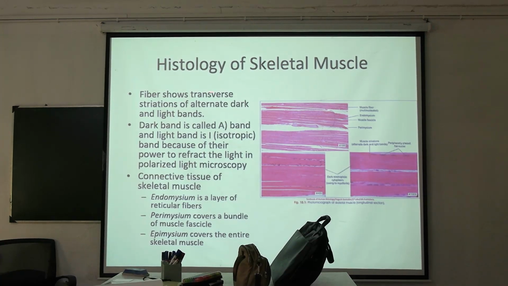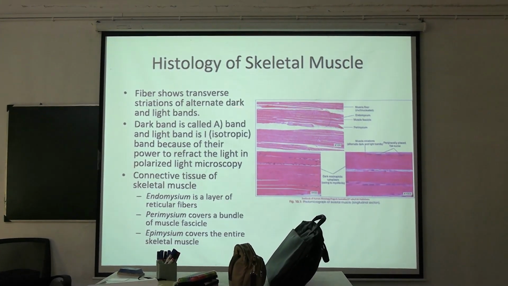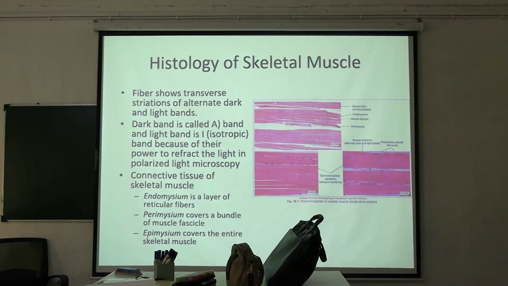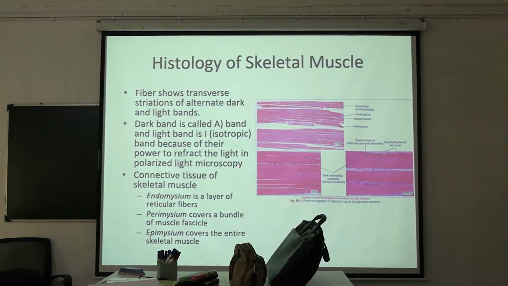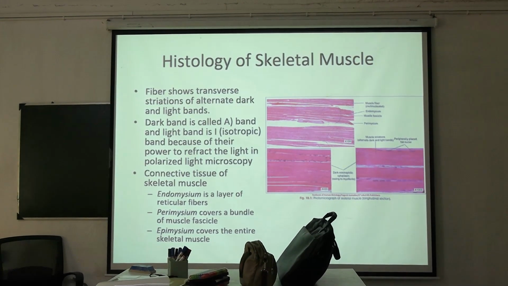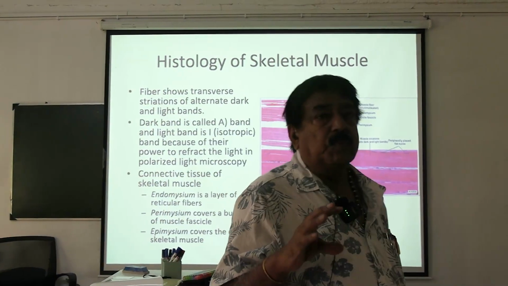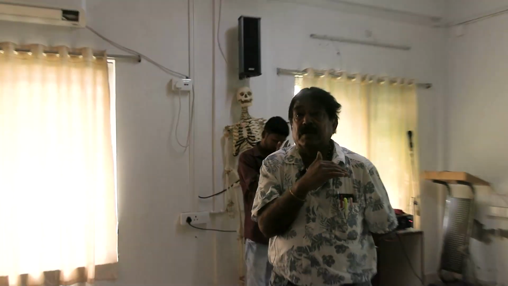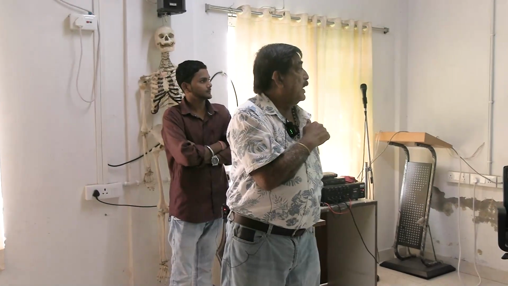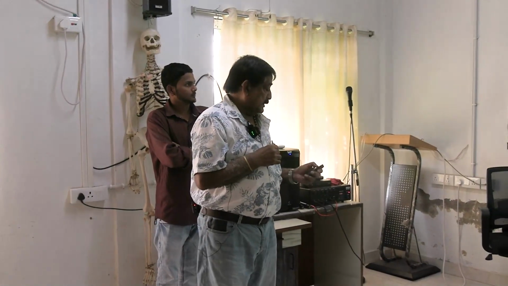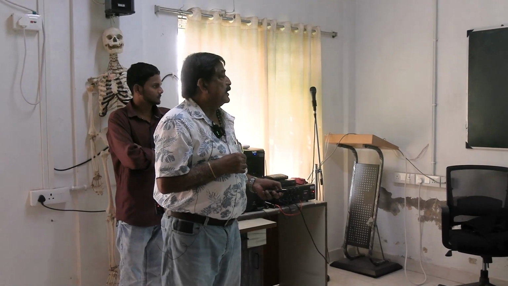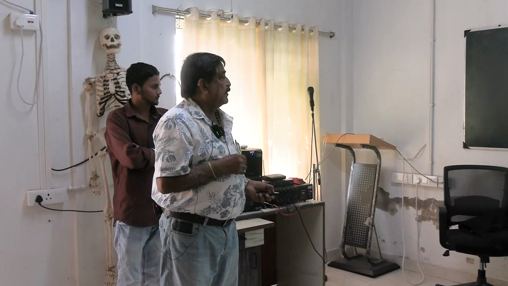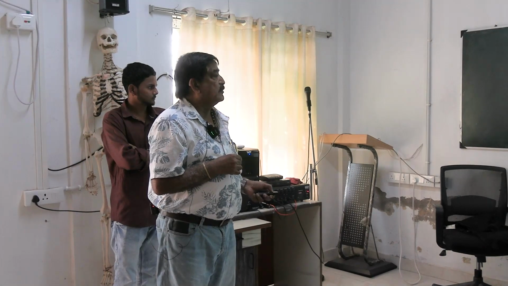Again, fibers show transverse striations of alternate dark and light bands. The dark band is called the A band, and the light band is called the isotropic band because of their power to refract light in polarized light microscopy. This is a special microscope that polarizes the light, and it can be viewed in a polarized microscope. The connective tissue of skeletal muscle: endomysium is a layer of reticular fibers, perimysium is a cover of bundles of muscle fascicles, and epimysium covers the entire skeletal muscle.